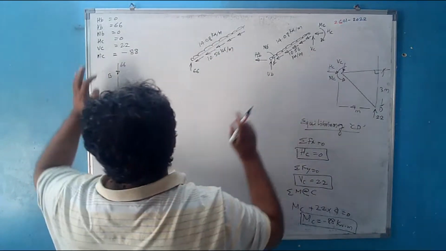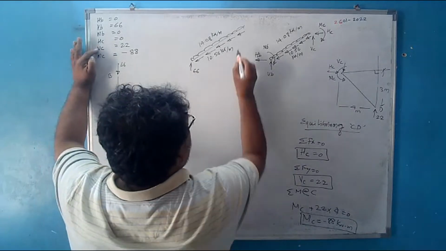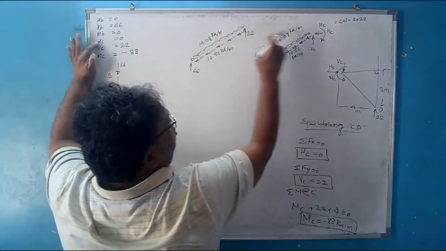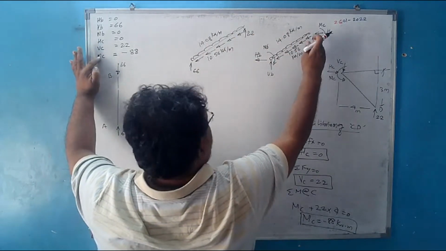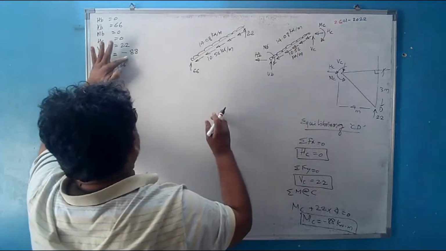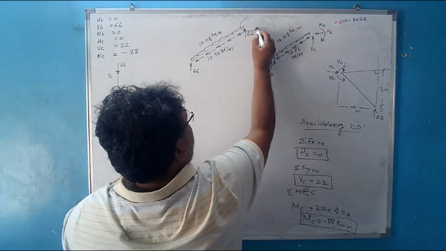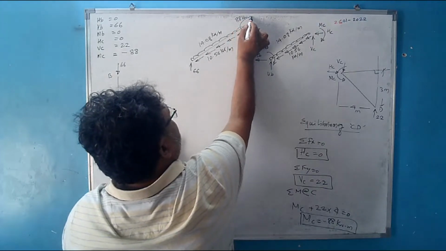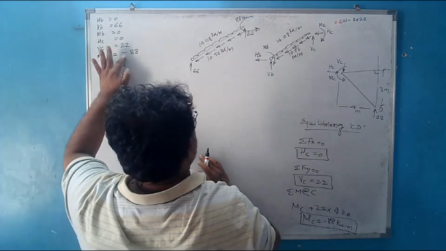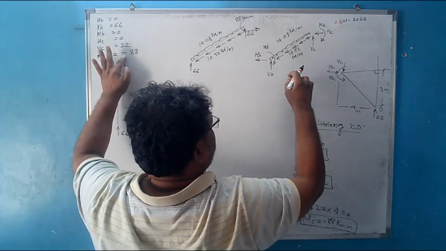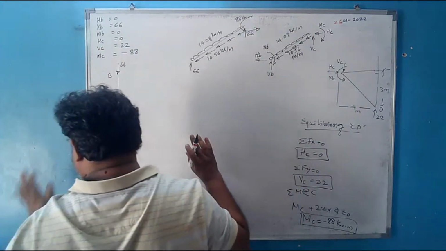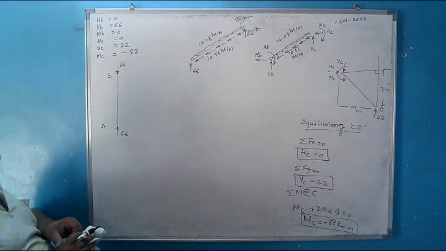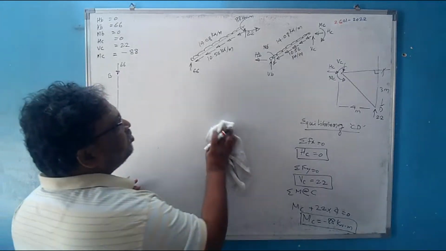What about VC? VC I have got positive and it is 22, so this is right. HC is 0, so I need not sketch this. MC I had assumed clockwise and it is minus, so it means that actually it must be acting anti-clockwise. And the magnitude is 88 kilonewton meter. The magnitude is okay. This minus only indicates that the direction I assumed is not correct. That must be in the opposite. Okay. So I have sketched the free body diagram of the second member also.